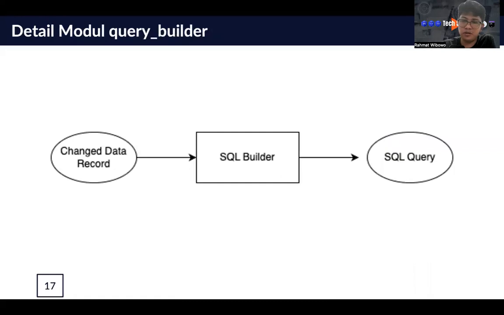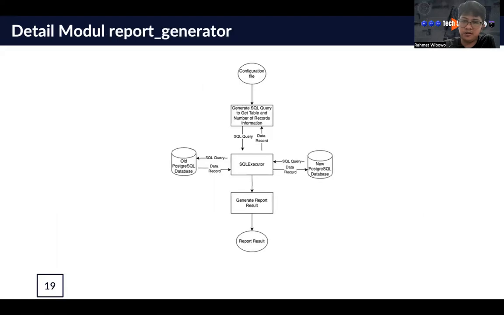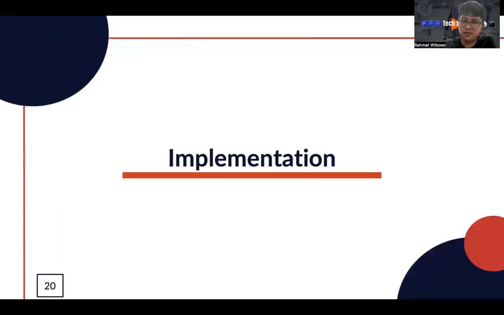So this is the query builder. It changes the data record into an SQL query. This is the query executor. I'm using a library in Golang to do the query to the database. This is the report generator. It will generate a report using SQL query.